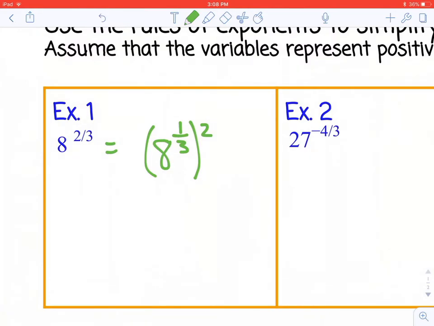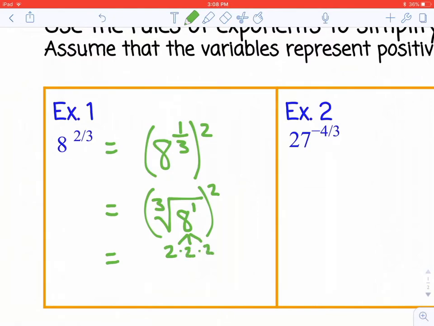The reason it might be easy to write it that way is because then we can use that second rule to say that the 1/3 power is equal to the cube root of 8 to the 1st power, and then this is still squared. The cube root of 8 comes from 2 times 2 times 2, so the cube root of 8 is 2, and then we can just square it to finish simplifying. So we get 2 squared, which is equal to 4. And we can certainly type this in our calculator, but that's how we would do it by hand.